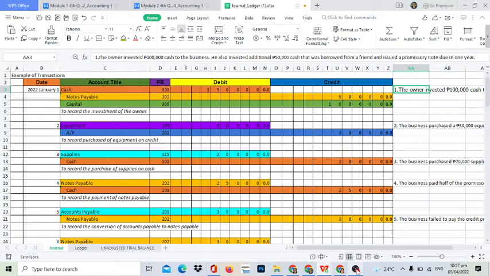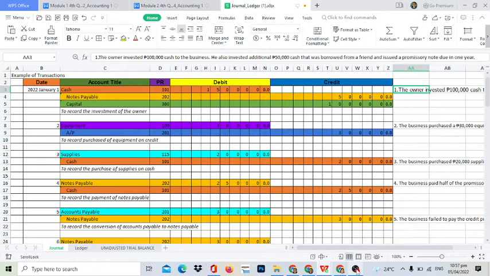Let's review our previous topic. Okay, our previous topic is about journalizing and posting in unadjusted trial balance. So, this is an example of general journal. Okay, so there are 6 transactions given for the month of January 2022.